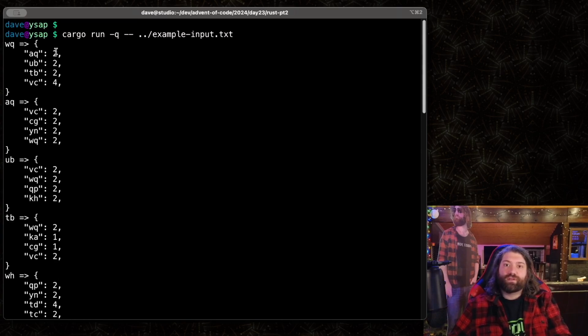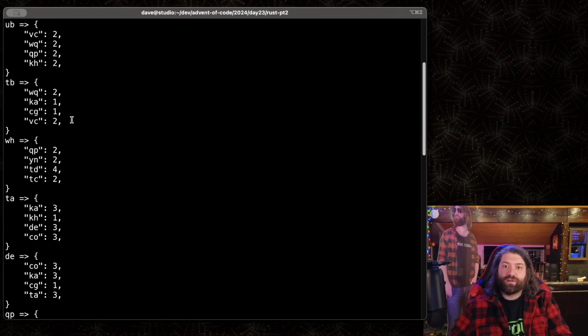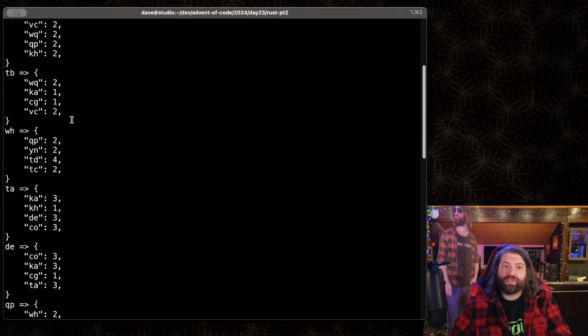So the biggest one here is 4, but we don't have 4 other nodes here. CO, I'm looking at the ones that are correct now. So this one, DE, has also CO, KA, and TA is 3.